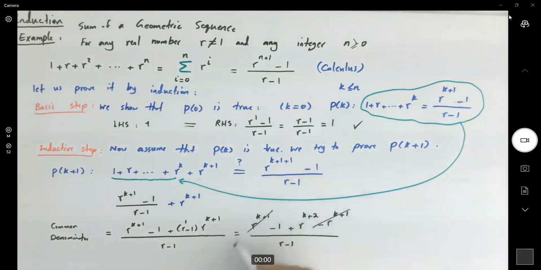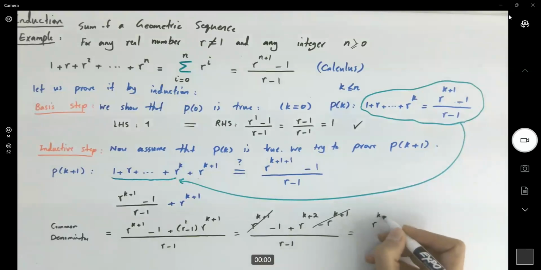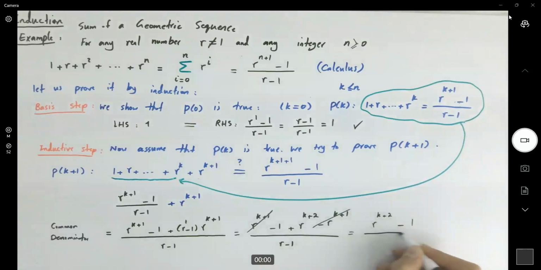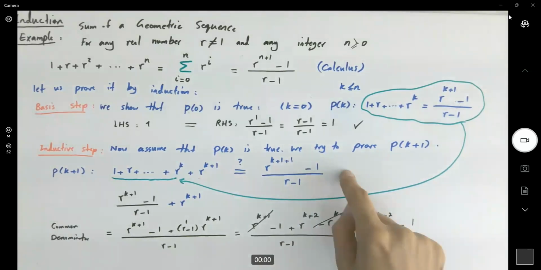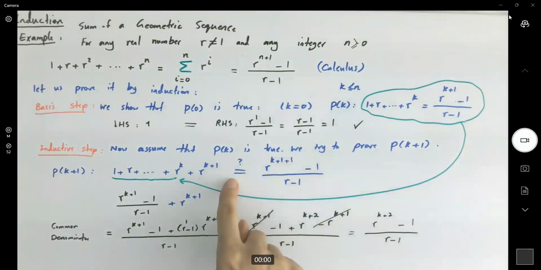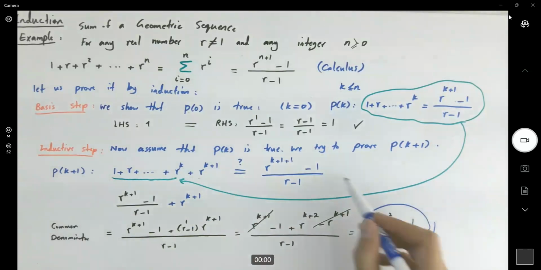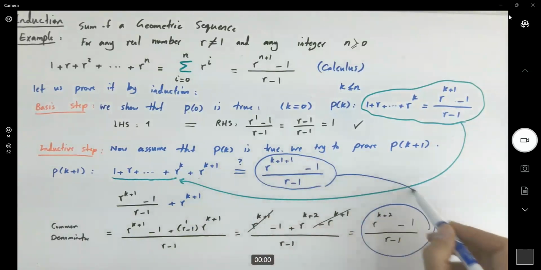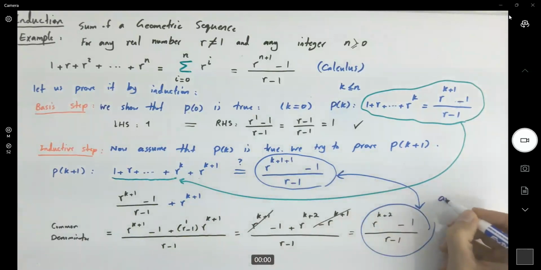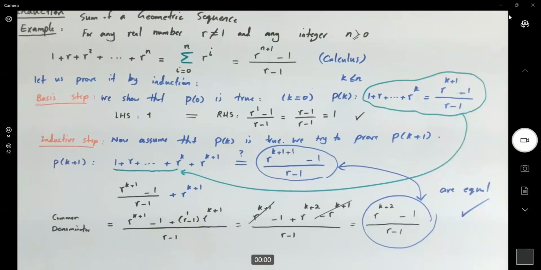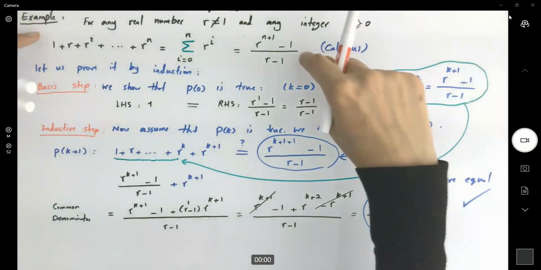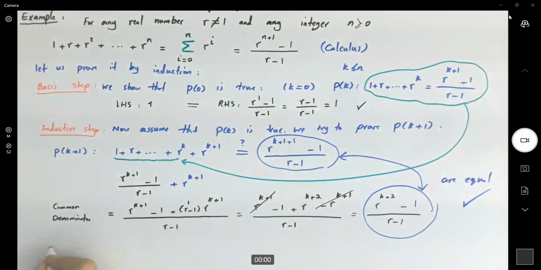As you can see, you can cancel out the opposite terms. You're left with r to power k plus 2 minus 1 divided by r minus 1. And obviously, these two fractions are equal to each other. This is what you tried to prove. So what is our conclusion? The conclusion is, by the method of induction, we were able to prove this formula.